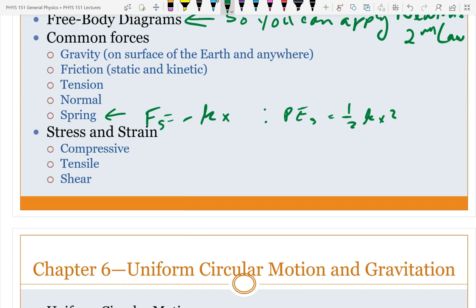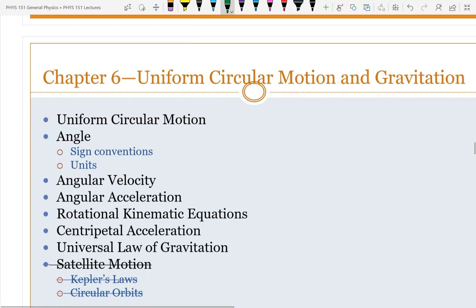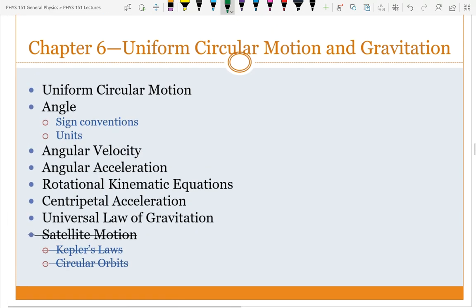We did not talk about stress and strain. I meant to cross those out and didn't. So those you don't have to worry about. Chapter 6, uniform circular motion and gravitation. You notice here I crossed off the satellite motion. Not going to have anything on satellite motion or Kepler's laws.